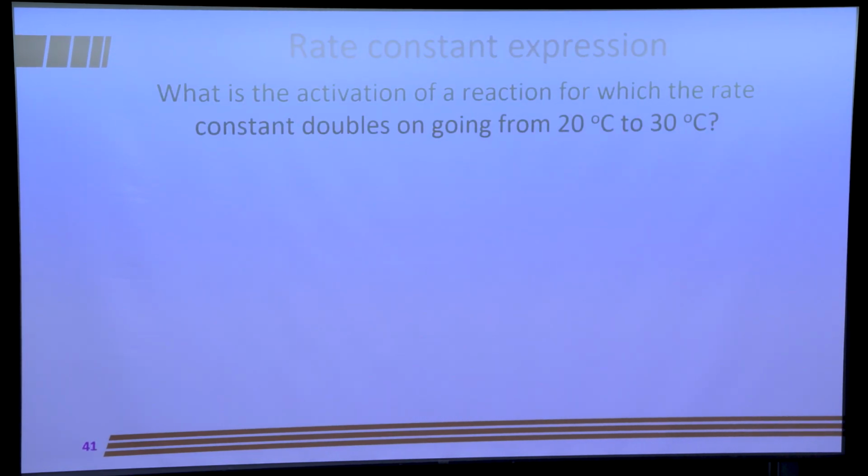Okay, here's one last thing then, I think, and then we take a break. So what's the activation energy of a reaction for which the rate constant doubles on going from 20 degrees C to 30 degrees C? So I said a rule of thumb, this is something that my lecturer told me when I was learning kinetics, that the rate of reaction doubles for a 10 K rise in temperature. So here it is, a 10-degree rise in temperature. So we've gone from 20 to 30 degrees, okay?